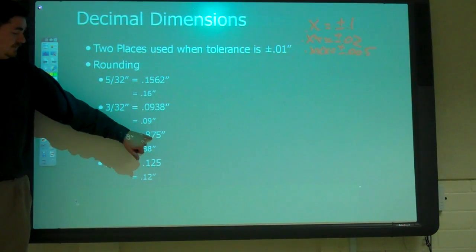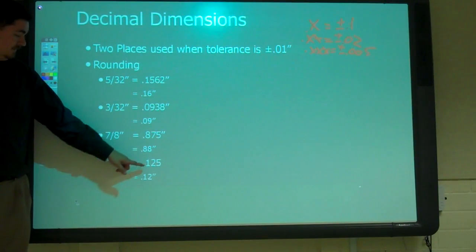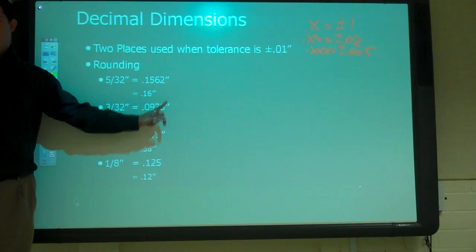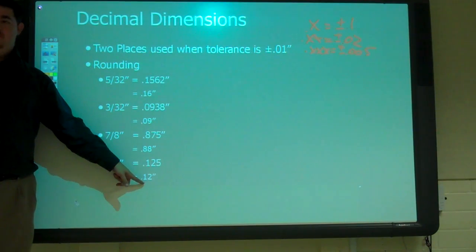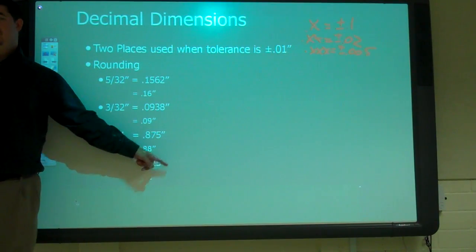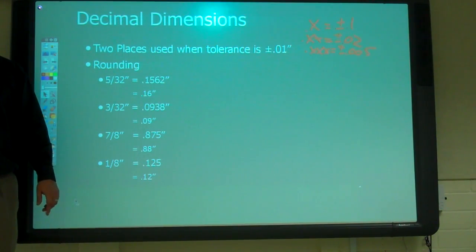Here it's about 5, so we went up. Here it's 5, so we should have gone up, right? We actually went down. So when the last number is a 5, we go to the even number. And why do we do that?